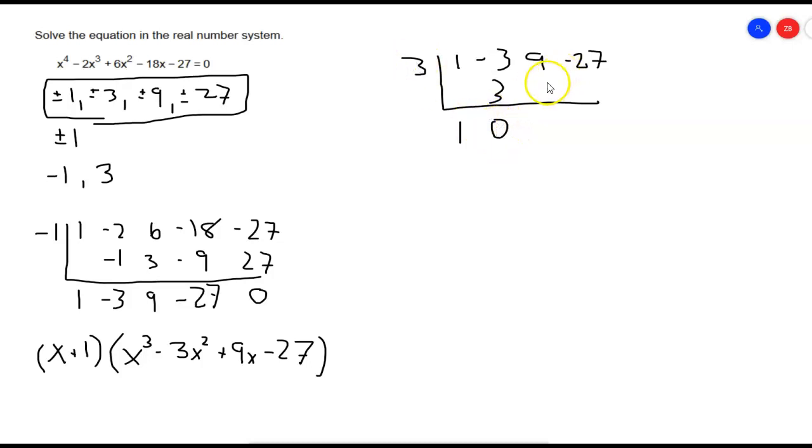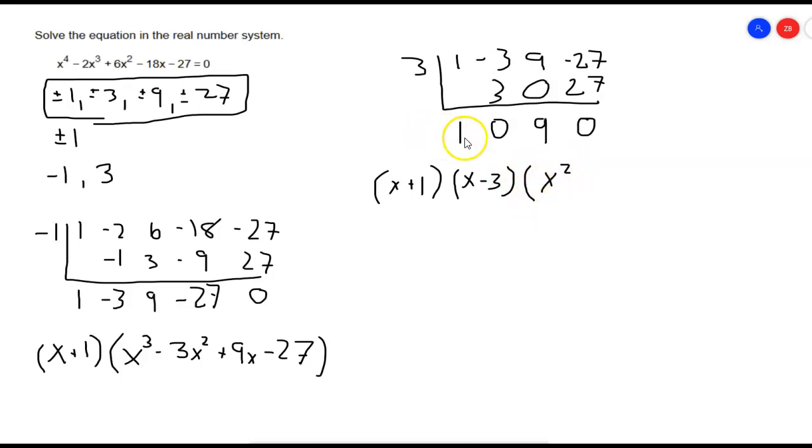0 times 3 is 0. 9 plus 0 is 9. And 3 times 9 is 27. Negative 27 plus positive 27 is 0. So now I have the x plus 1 factored out, I have the x minus 3 factored out, and I am left with x squared. There's no x term here because we have a 0, so we just have x squared plus 9.